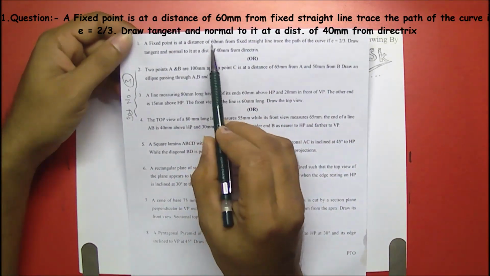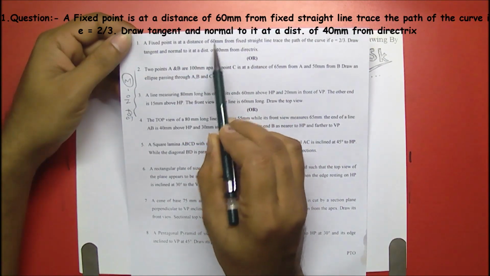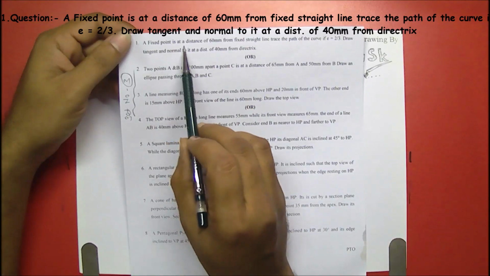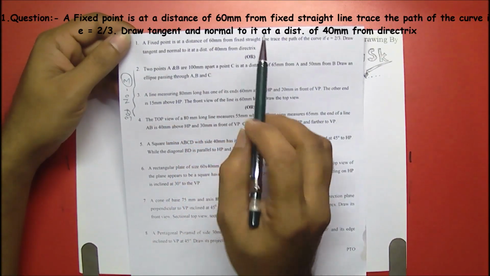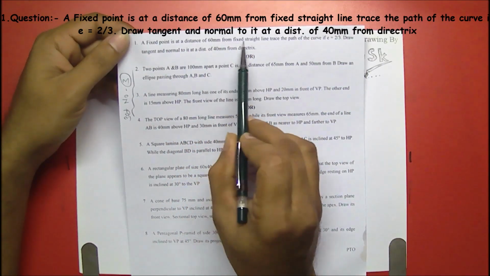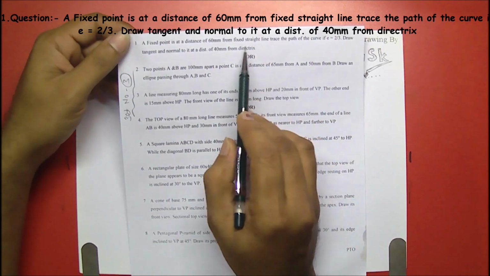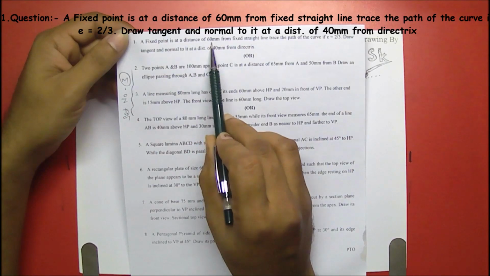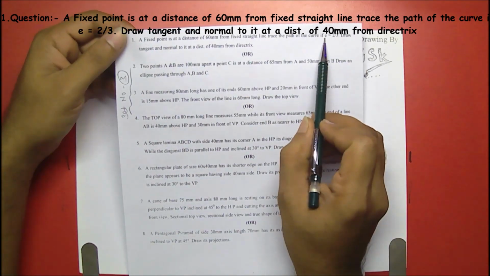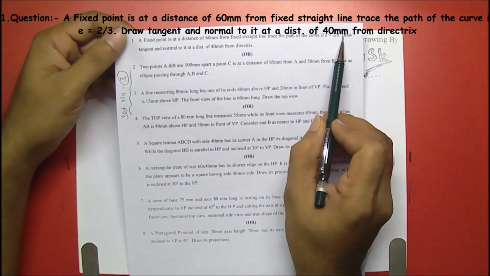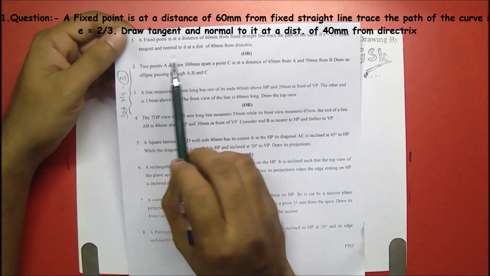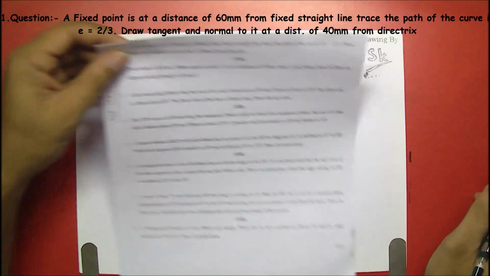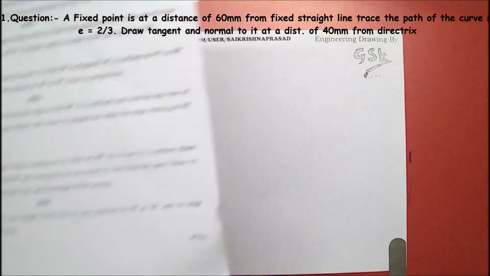So here let's split the question and get the required data from the question. Fixed point is at a distance of 60 mm means focus point from the straight line, that is directrix, d dash. So the distance of the focus point is 60 mm and eccentricity is 2/3. So this is an ellipse. Draw the tangent and normal at 40 mm from the directrix. So let's write down the given data here.